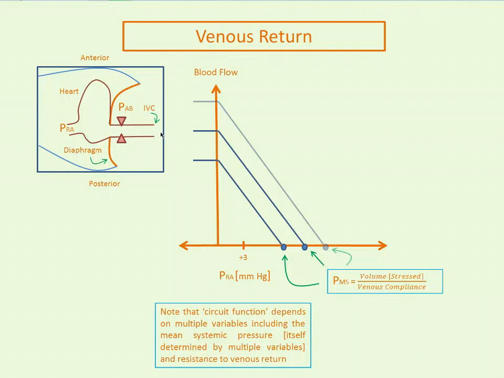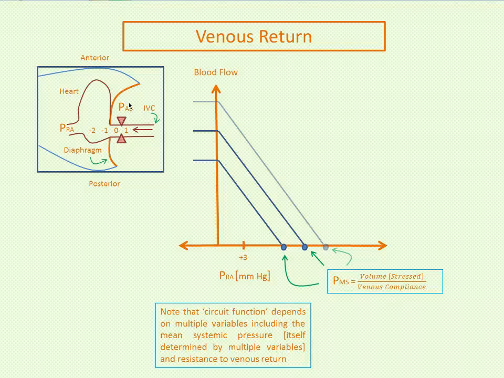So this is your IVC, this is your heart, your diaphragm. This patient's kind of lying on their back. This is the posterior and anterior aspect. So if you take a breath in, you have this gradient form. The right atrial pressure tracks your intrathoracic pressure, and then that creates a gradient down the IVC into the abdomen.